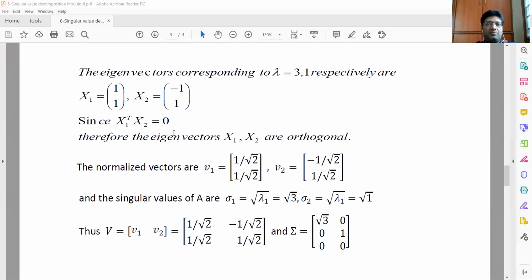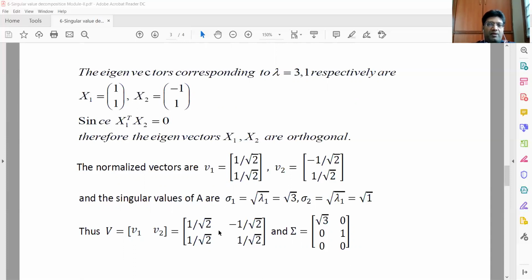Once they are orthogonal, normalize those vectors by dividing with its norm. So for x1, the norm is root 2. So if I divide this with root 2, 1 by root 2, 1 by root 2. For x2, its norm is also root 2. So minus 1 by root 2, 1 by root 2. So norm is nothing but square root of component squares. Minus 1 square plus 1 square is root 2. So I have divided this vector with root 2. So we got this one. Minus 1 by root 2, 1 by root 2.